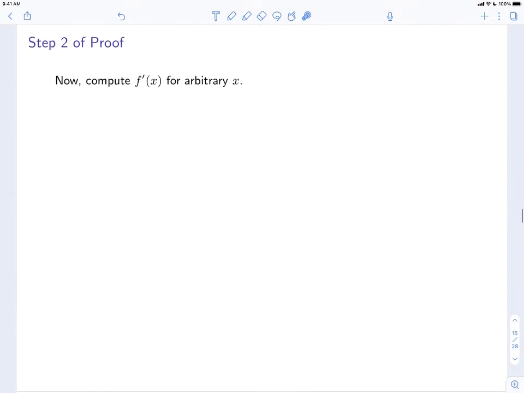So for step 2 of the proof, we're going to compute f prime of x for arbitrary x, and we're going to do it using the limit definition. So we'll start by writing f prime of x is equal to the limit as h goes to 0 of the usual difference quotient, f of x plus h minus f of x over h. Now let's not forget what f is. f of x is e to the x. So this is going to be the limit as h approaches 0 of e to the x plus h minus e to the x over h.